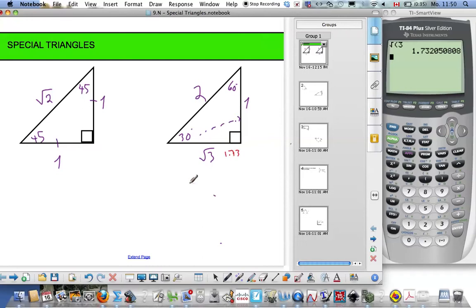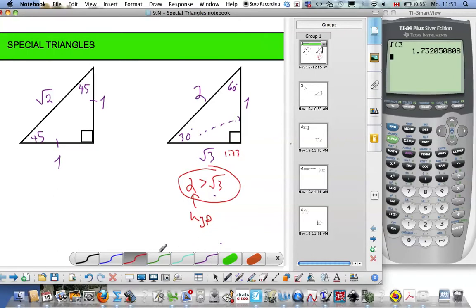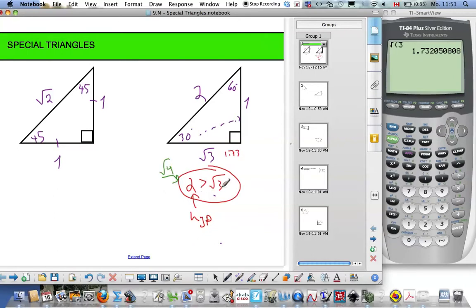What I'm trying to say is that remember that 2 is bigger than the square root of 3, because they always put the square root of 3 on the hypotenuse, okay? But don't. If you want to think about it, this is the square root of 4, isn't it? And the square root of 4 is bigger than the square root of 3. Very nice.